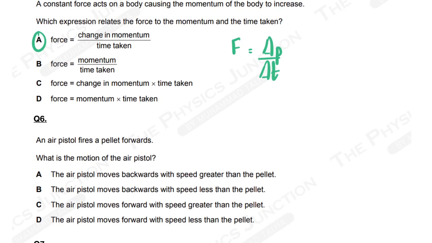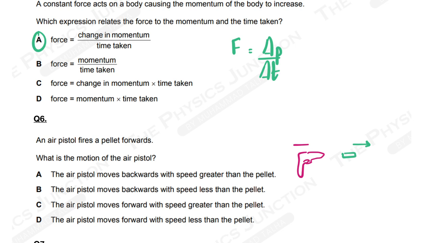Question number 6. An air pistol fires a pellet forwards. What is the motion of the air pistol? So again, if we just make a small diagram like this, pretty ugly pistol, but whatever. And this fires a pellet forwards. So the pellet has motion forwards. So we know that the gun is going to recoil, it's going to move back.